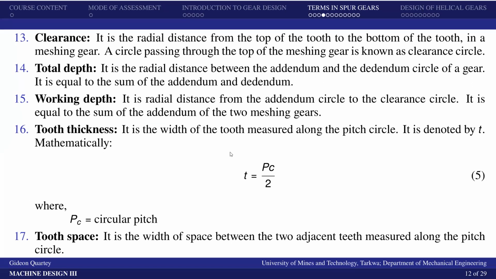Then we have the total depth. It is the radial distance between the addendum circle and the dedendum circle of the gear. It is equal to the sum of the addendum and the dedendum. Then we also have working depth, and it is the radial distance from the addendum circle to the clearance circle, and it is equal to the sum of the addendum of the two meshing gears.